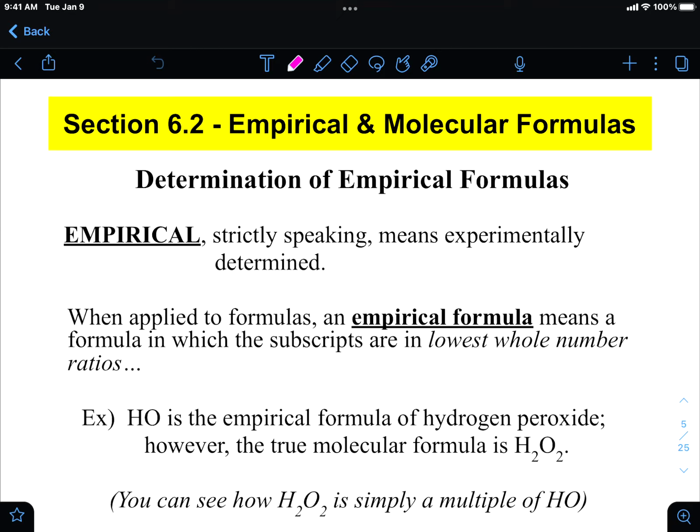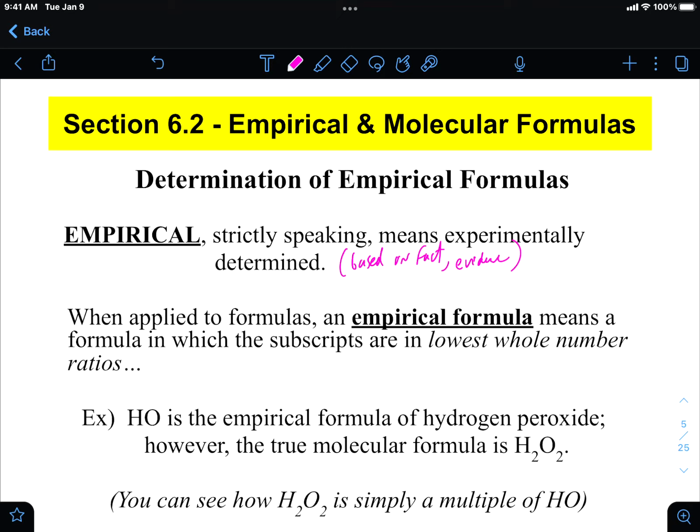All right, today we're going to cover something called the empirical formula. The word empirical means experimentally determined. Sometimes in the legal sense, it means that it's based on fact, like evidence.